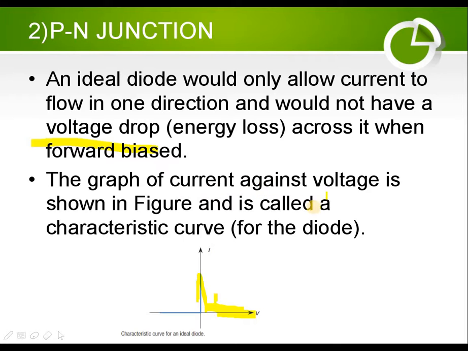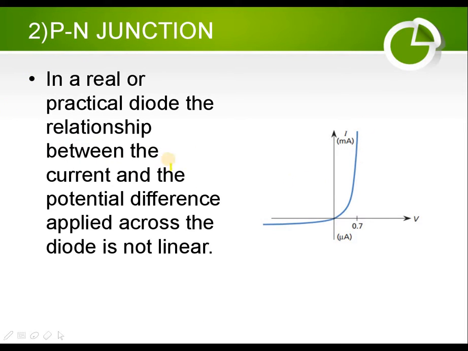The graph of the current is here, you can see in this diagram. One more second, I'm just explaining one more thing right here. You can see the reverse bias case. On the left side is the ideal case, where no current flows when it is in reverse bias. So this is a linear graph, and Ohm's law applies to it very easily. But this is the actual case, the real or practical diode. The relationship between the current and the potential difference applied across it is not linear.